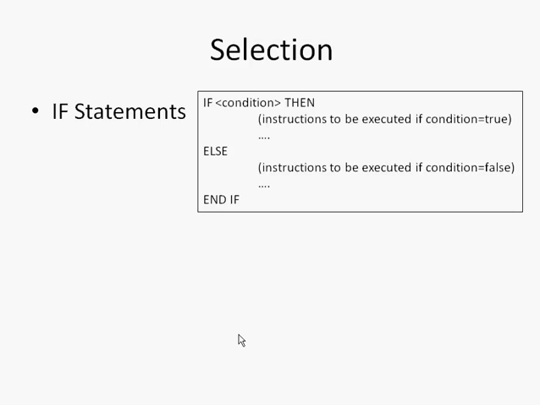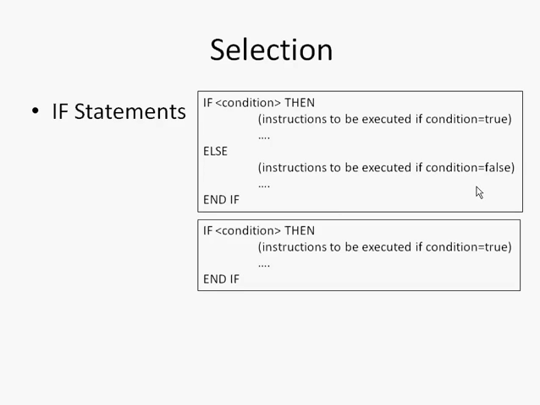So this is how the construct might look. If condition, then instructions to be executed if condition is true. Otherwise, instructions to be executed if condition is false. We saw an if-then-else statement.